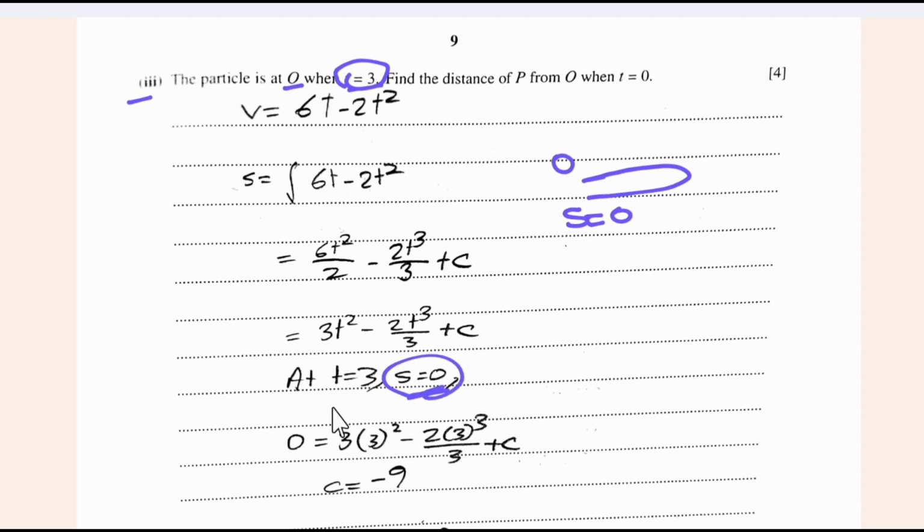That means now its displacement is 0. So at time t is equal to 3, the displacement is 0, and find the distance of P from O when time t is equal to 0. To find the value of distance, first of all we know the expression for velocity, then we need to integrate this to find the expression for distance. So this is the expression for distance, but since we have to integrate this, we get a constant c, and to find the value of constant c we have to substitute time t is equal to 3 at s is equal to 0. So we substitute these values to find the value of c.